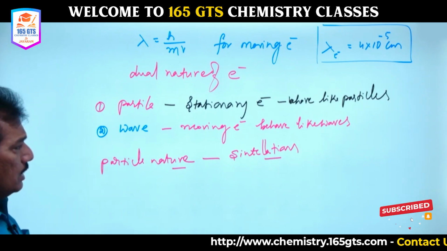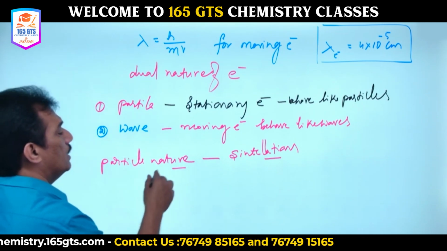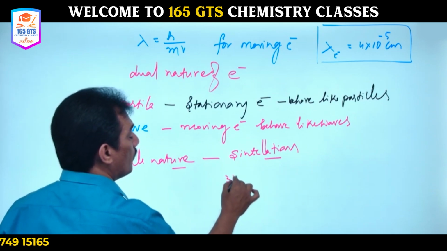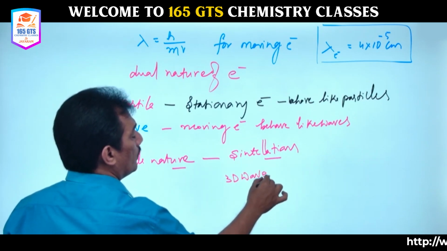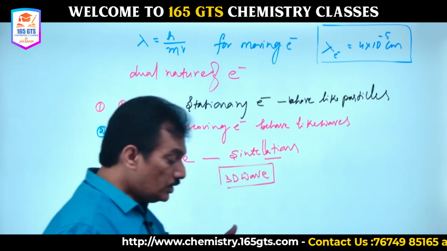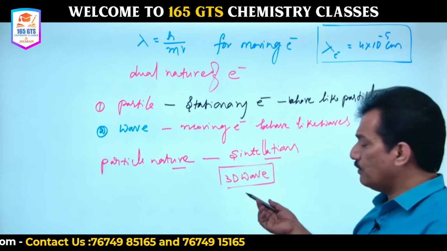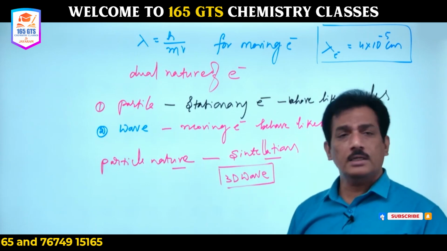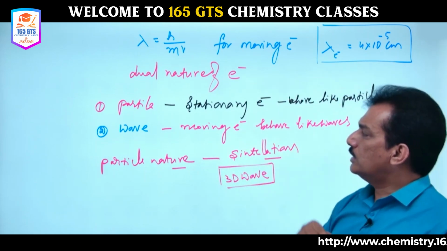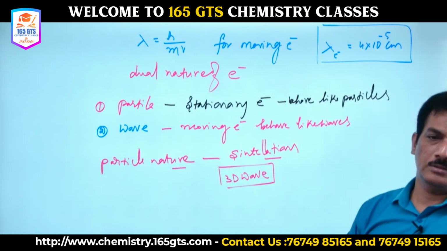And wave nature, where can we observe the wave nature of the electron? It is simply when it is revolving around the nucleus. It behaves like a 3D wave, and it possesses a wavelength. Scintillation indicates the particle nature of the electron. And these are the two characteristic features that support the particle as well as the wave nature of electrons.